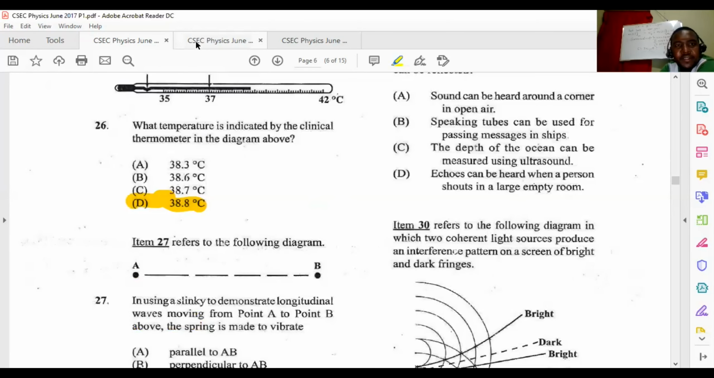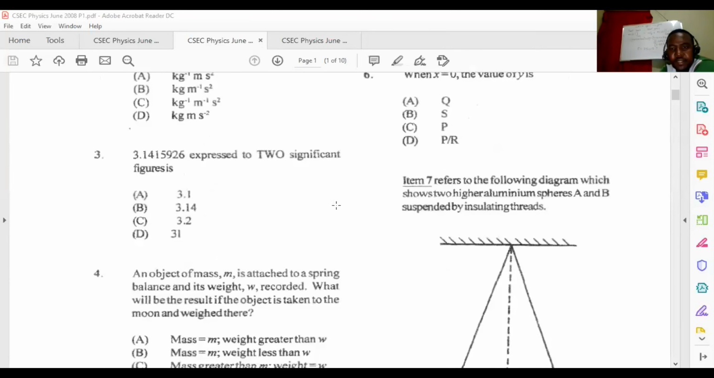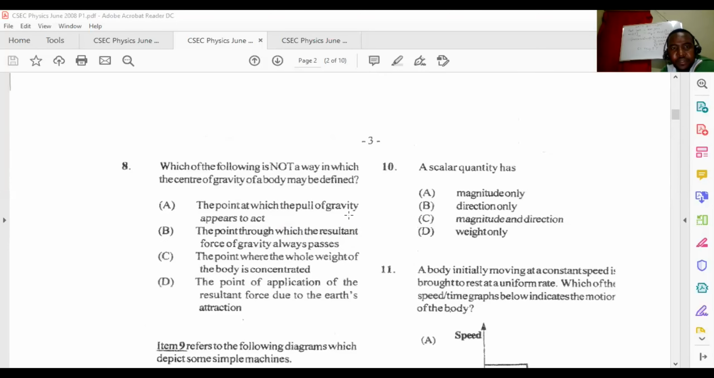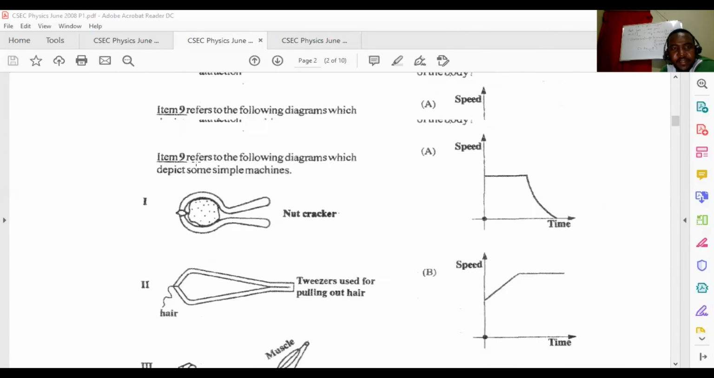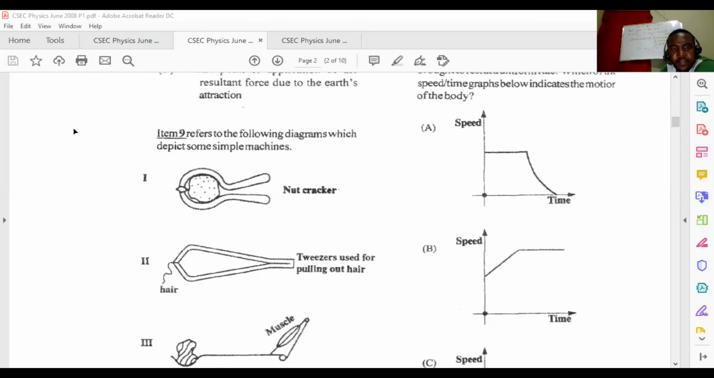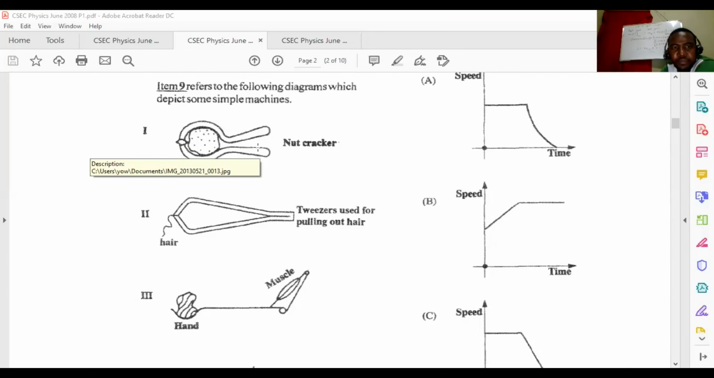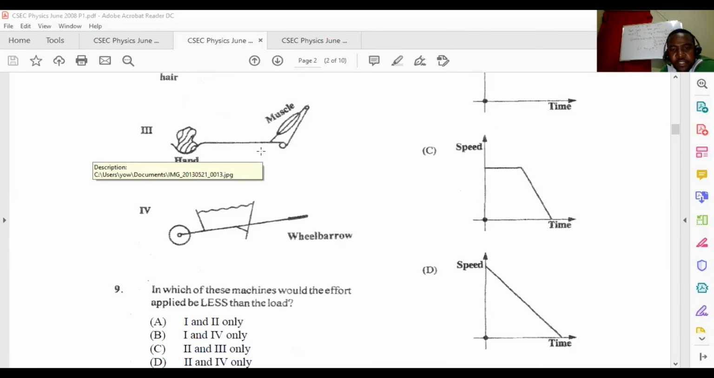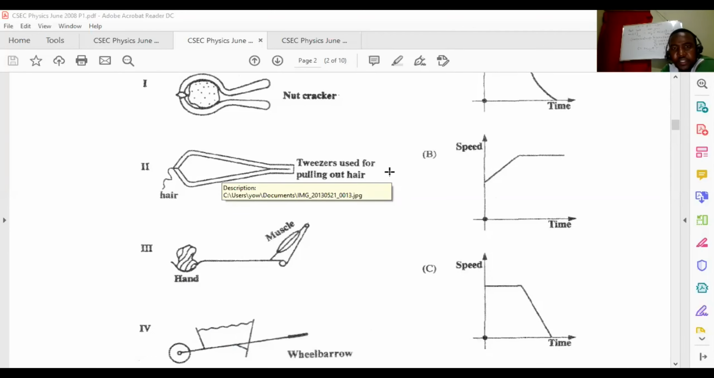All right, so let's go to our next paper. Again, these questions we have been through, but now we have some new ones here. So let's start at question 9. It says item 9 refers to the following diagrams which depict some simple machines. In which of these machines would the effort applied be less than the load? So which one shows that?